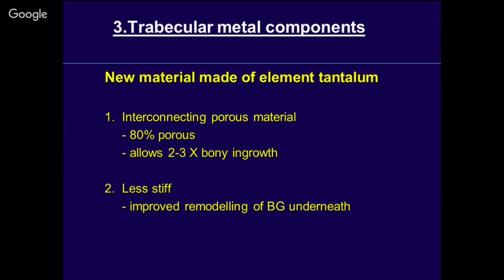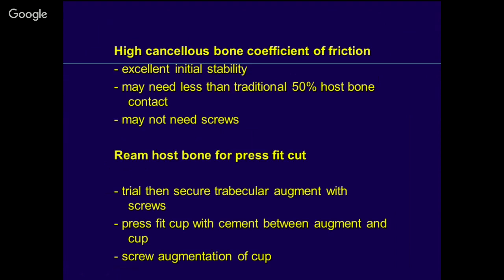Now we have trabecular metal components. This is the new metal we have. It is an interconnecting porous metal. It is 80% porous and allows 2 to 3 times more bone ingrowth. It has less stress shielding, so improved remodeling of the bone underneath. It has a high cancellous bone coefficient of friction, excellent initial stability, may need less than the traditional 50% contact and may not need screws.